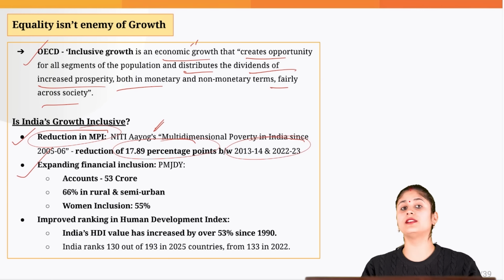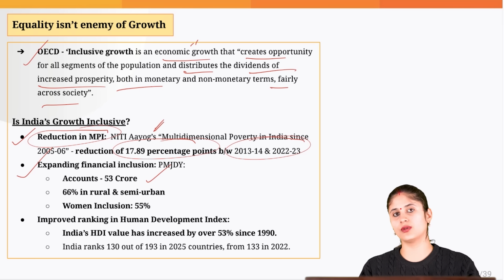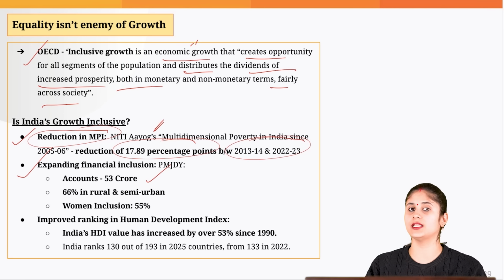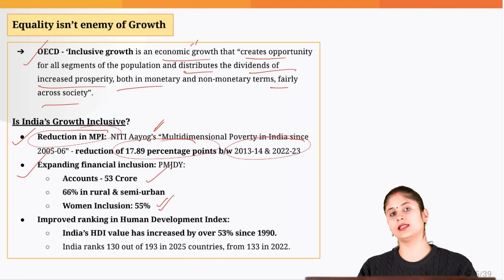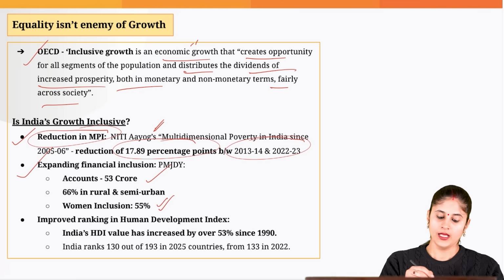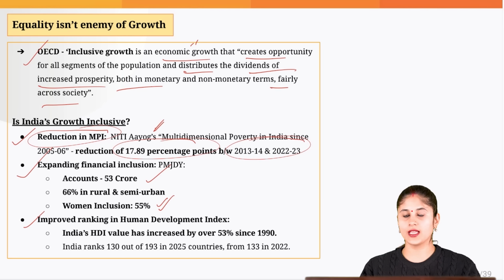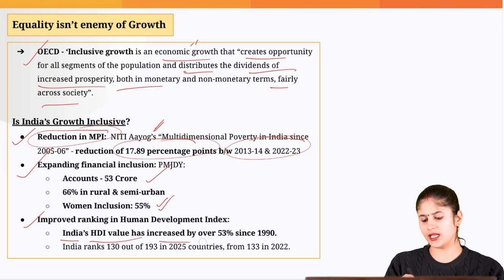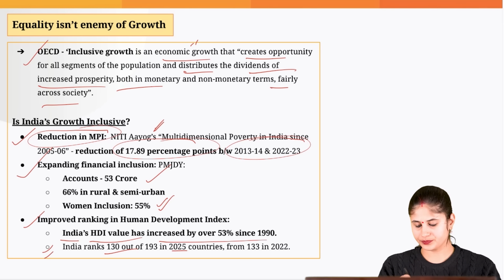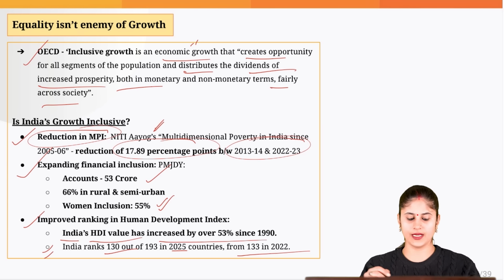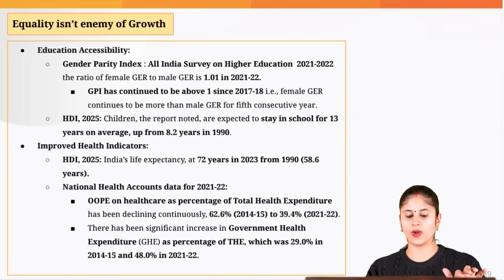Then we have expanded financial inclusion, especially under the Pradhan Mantri Jan Dhan Yojana. We have opened around 53 crore accounts and 66% of these accounts are in rural and semi-urban areas. Women account holders comprise around 55% of the accounts opened under the Pradhan Mantri Jan Dhan Yojana. Then we have improved the HDI ranking also. India's HDI value has increased by over 53% since the 1990s. And in the recent HDI, our rank improved too. Previously it was 133, currently it is 130 out of 193 countries.